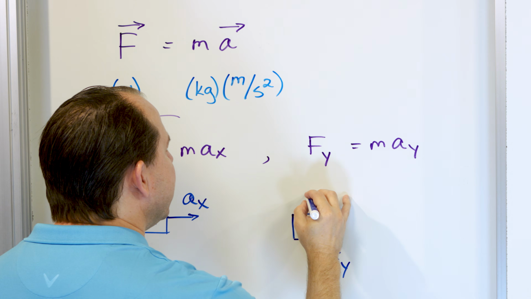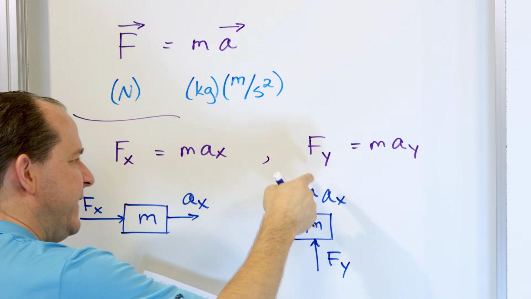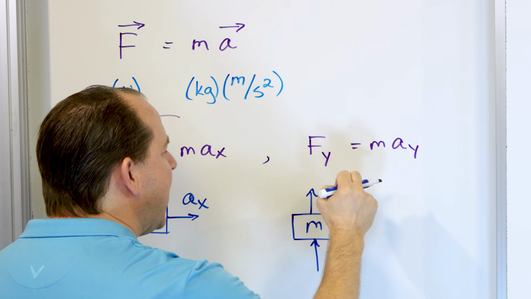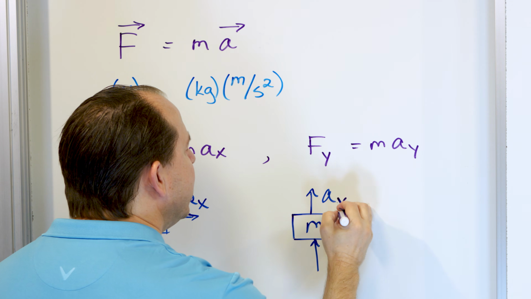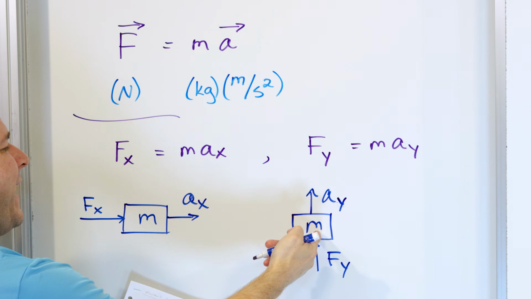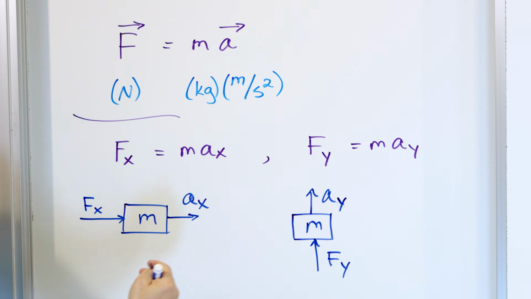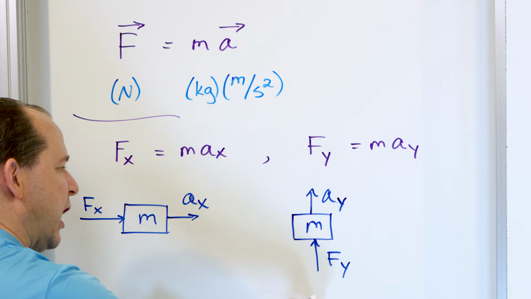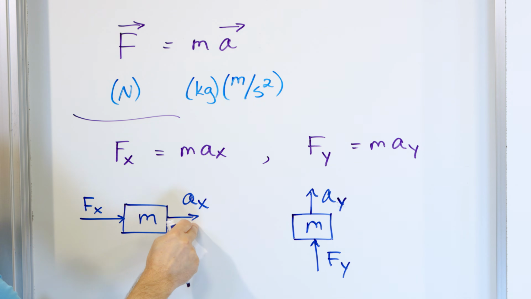Well, what it's telling me is that the acceleration a sub y is going to happen in the y direction. So the force is equal to mass times acceleration in the y direction, and the force and the acceleration are lined up in the same direction. The force and the acceleration in the x direction are lined up in the same way.